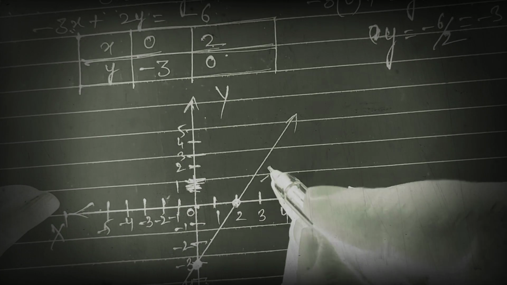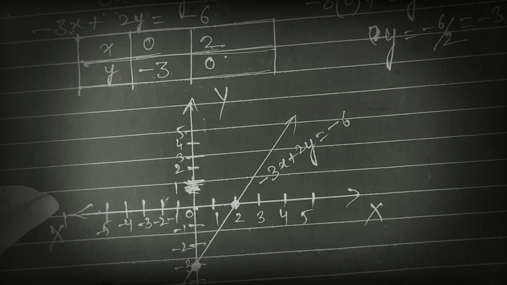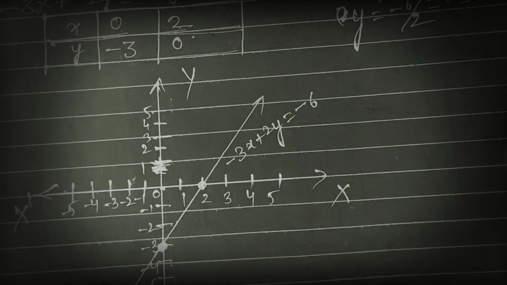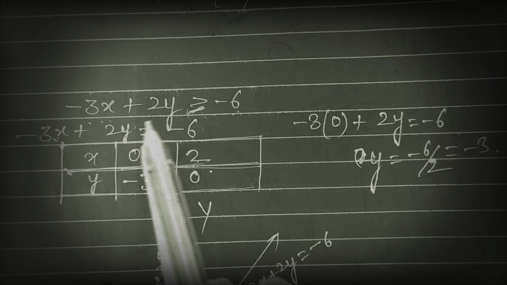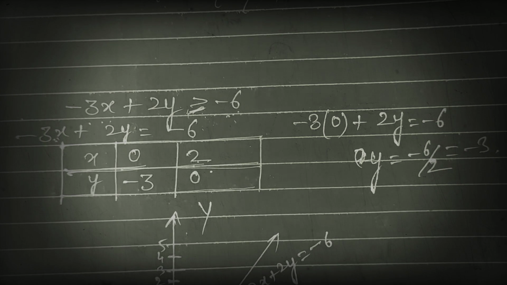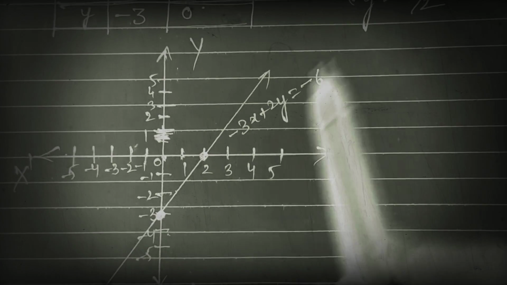This is the equation of -3x + 2y = -6. Now we will find the shaded region, in which points are satisfying this inequation. So we will put (0, 0), or you can put any point, (-1, 0), (1, 0) or (3, 0). You can put any point from these.